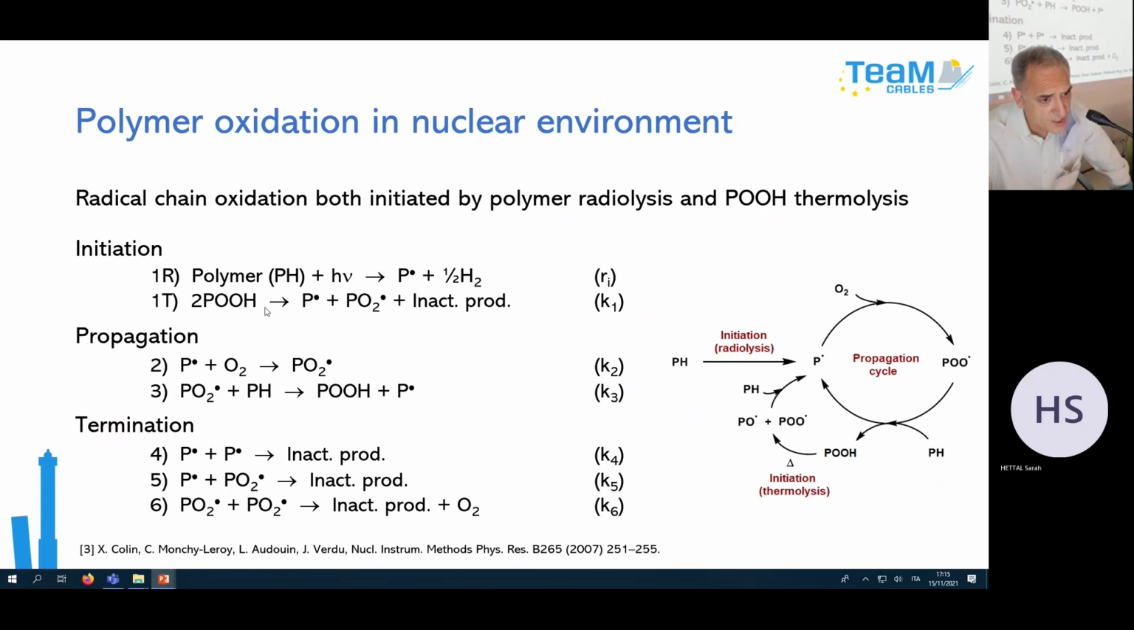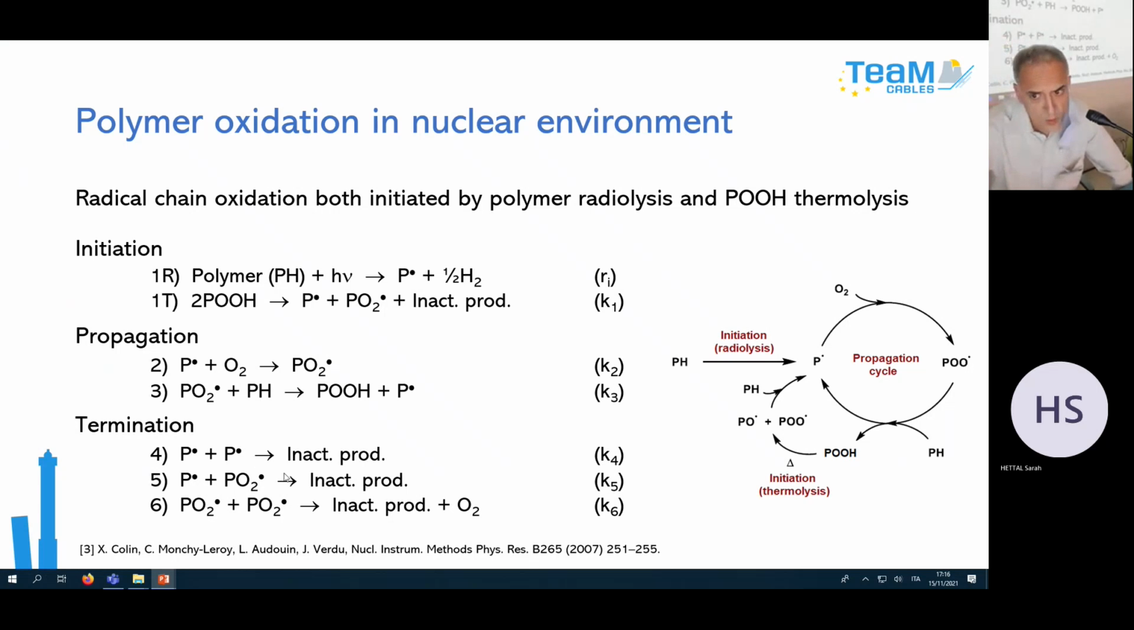And these two initiation reactions lead to the breaking of covalent bonds in the polymer structure, and they generate a free radical which can propagate the oxidation and lead to different oxidation species. Of course, this radical not only propagates oxidation, it can also result in termination reactions. In fact, they are deactivated in pairs, that is to say, by bimolecular combination.